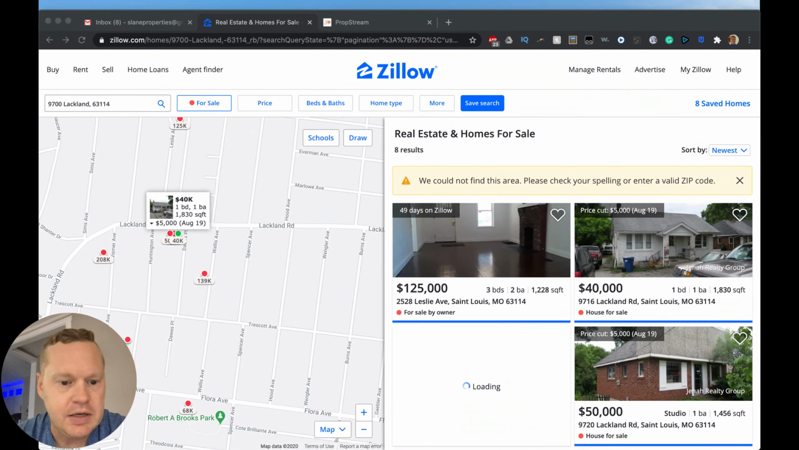One absolutely free, and then another service that we really like to use called PropScreen. So the free way, let's jump into that first. Let me share my screen here.